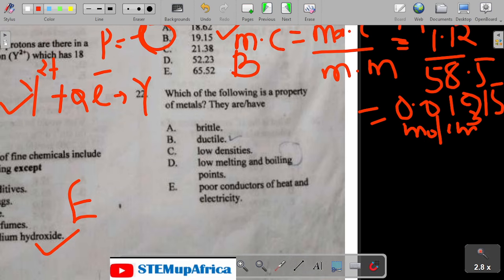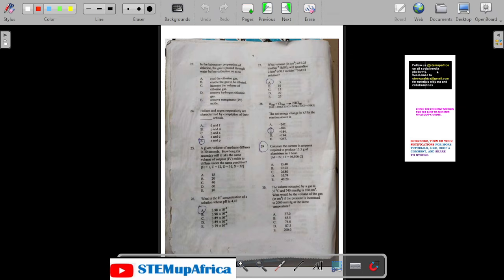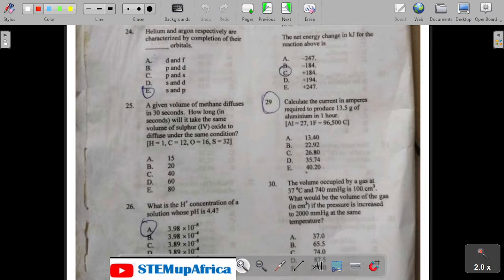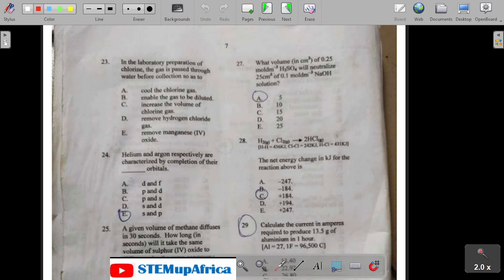Then number 22, which of the following is a property of metals? They are brittle, they are ductile, they are low density. Metals are ductile because you can beat them into different shapes. You can beat an iron rod to be flat. So that is ductility. So the answer is B. Number 22 is B. Let's check 23.